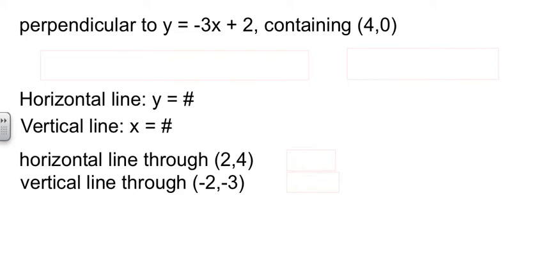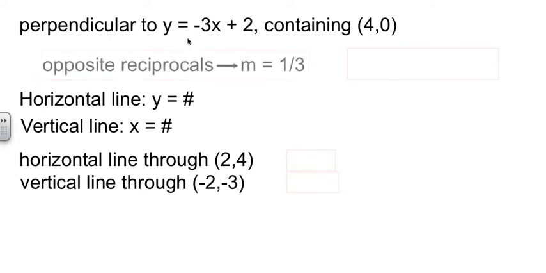We also talked in our last lesson about how the slopes of perpendicular lines are related. If you remember, perpendicular lines have opposite reciprocal slopes. So this slope is -3. That means the slope of the line I want is positive 1/3. Opposite of this is 3, and then the reciprocal makes it 1/3.